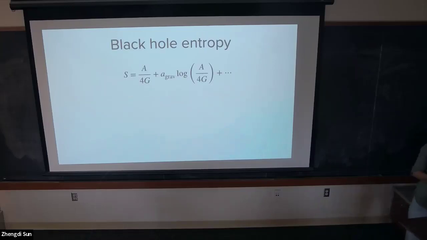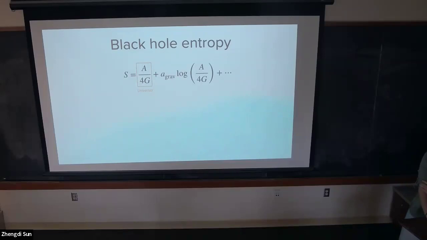So we're talking about black holes, and hopefully this formula looks familiar to all of you. It's the expression for the black hole entropy. There's this universal term that scales with the area. What's remarkable is that it doesn't matter at all what theory you're looking at. If you want to know the entropy of the black hole, you just compute the area, and that's it.